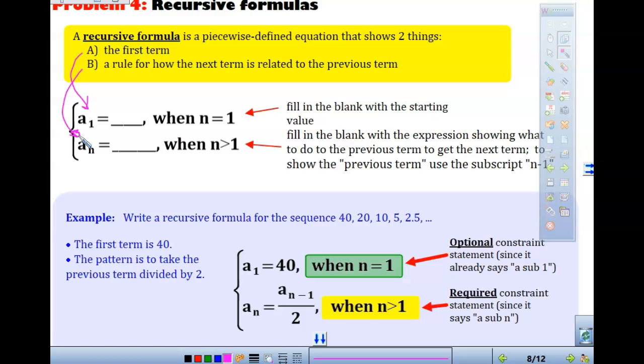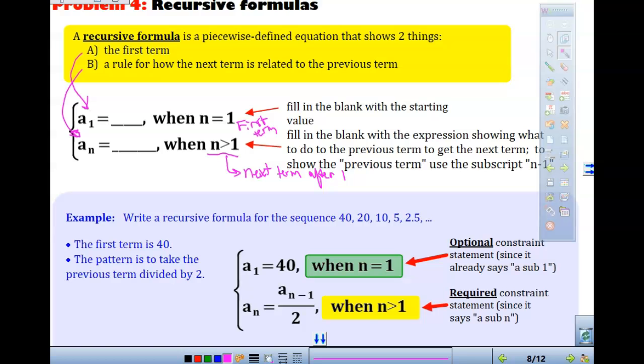We're always going to put in our starting value, and then you fill in the expression that shows how you get the next term. Notice this says n equals 1 because it is the first term. Why does this say n greater than 1? Because you're looking for the next term after 1. People ask, why do we have to say that? Because mathematically, that's how you have to write those equations.